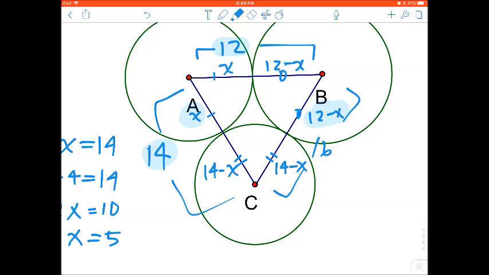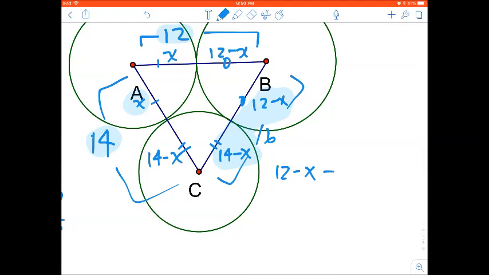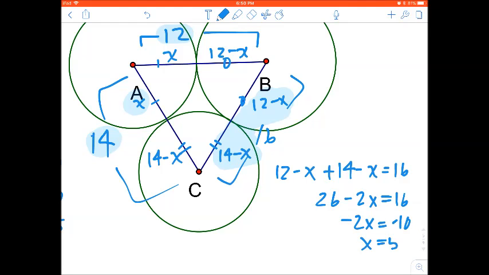And I could have then added 12 minus x and 14 minus x to equal the 16 that I have for segment BC. And you would see that x is still going to equal 5, and that's going to be the radius of circle A.